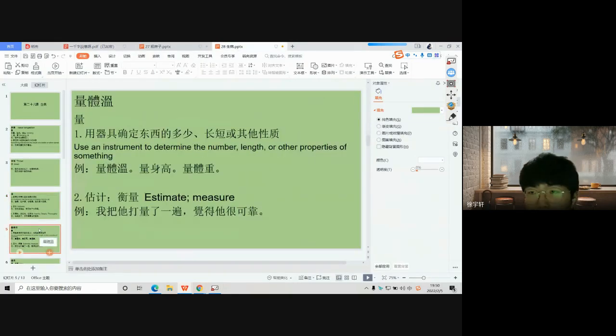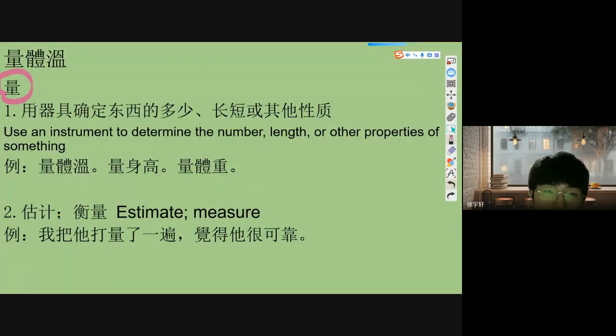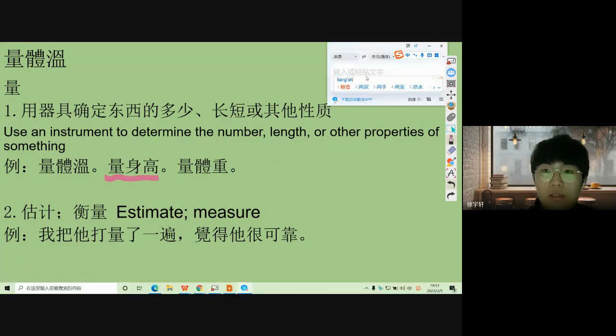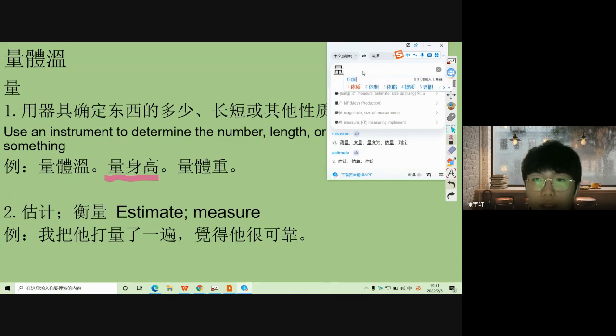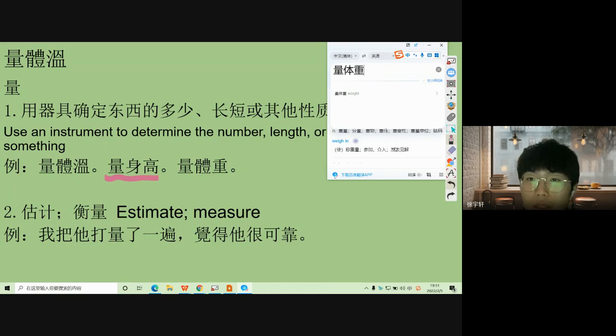量体温, the meaning of 量 is to use an instrument to determine the number, length, or other properties of something. For example, 量体温 means to take the body temperature. 量身高 means to measure your height. 量体重 means to weigh your weight.